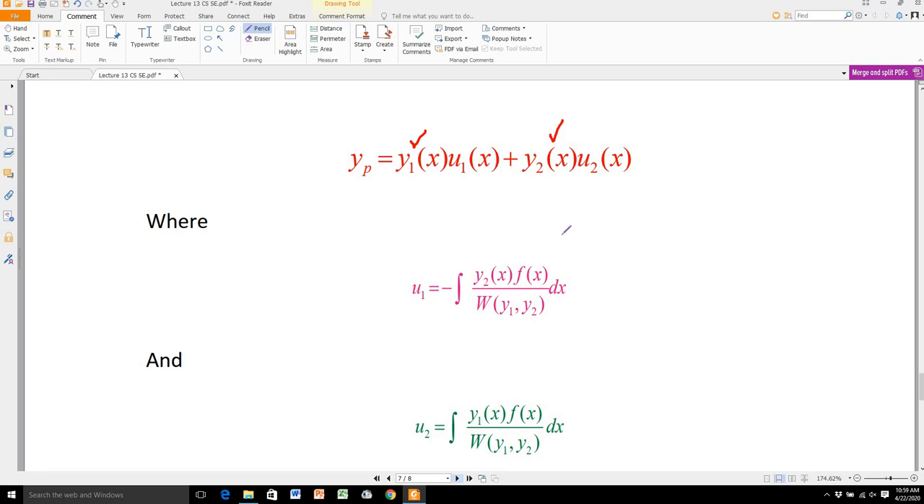Then we find our general solution. How can we find the general solution? That is based on the characteristic solution and the particular solution.